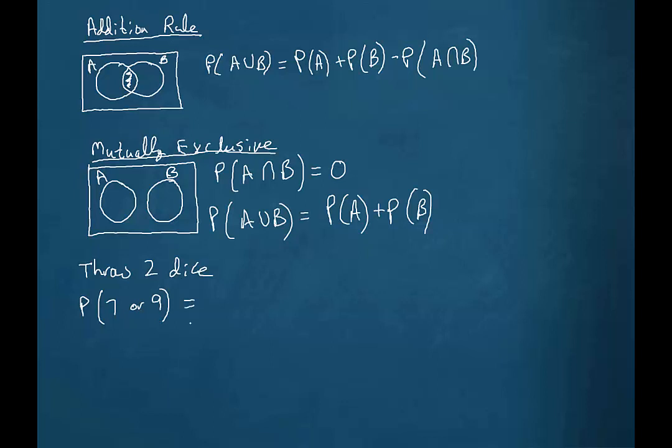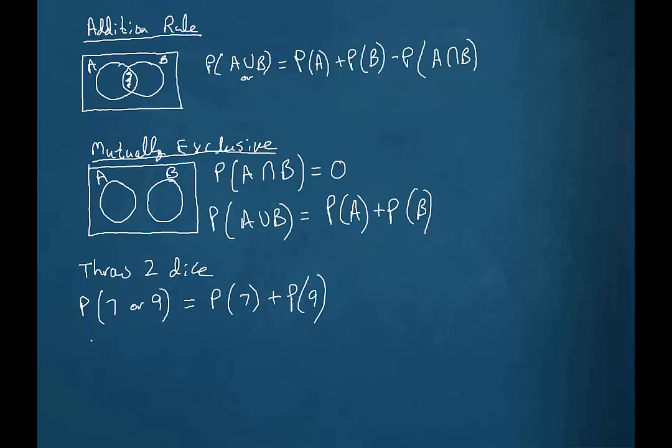Well, I know from the union, which is also the OR symbol, I know from that formula that I'm going to add. But then I have to ask myself, are these events mutually exclusive? Can I throw a 7 and a 9 at the same time? A sum of 7 and a sum of 9 when I throw 2 dice? And the answer is no, I can't. So these events are mutually exclusive. So all I'm going to do is find the probability that I would throw a 7 and add to that the probability that I would throw a 9.